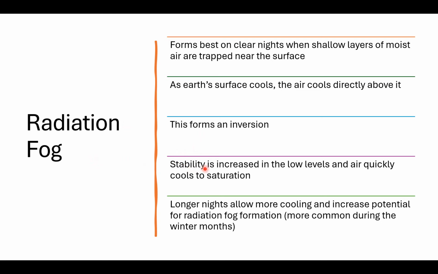Now, the stability of the atmosphere is increased in the low levels, and the air quickly cools to saturation. One of the more favorable situations for radiation fog to form is longer nights. So this would be during the winter time, right? We typically have longer hours of darkness. So when you have longer nights, that gives the cooler air at the surface more time to cool to the dew point, to saturation. So that's going to increase the potential for radiation fog formation, specifically during the winter months.